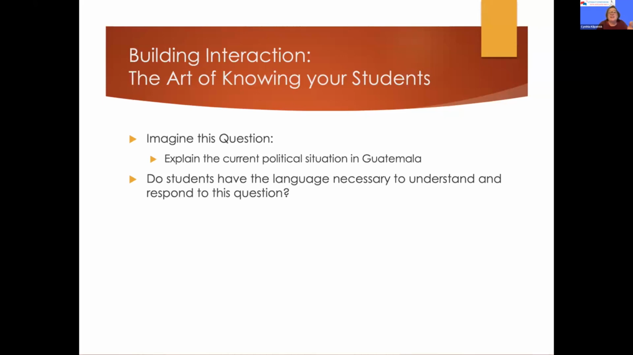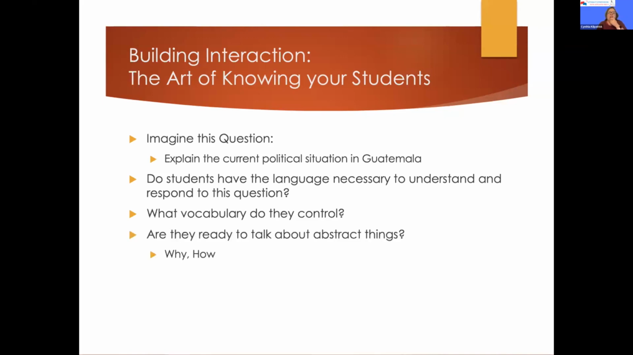So when you ask your questions, you have to know your students well enough to know if they have the language needed in order to respond to the question or maybe even to understand the question. You have to think about the vocabulary. Do they have the vocabulary they need to answer this? You have to ask, especially for lower level students, are they really ready to talk about abstract things? Can they answer those why and how questions? Or do we need something more concrete and specific for them to answer?